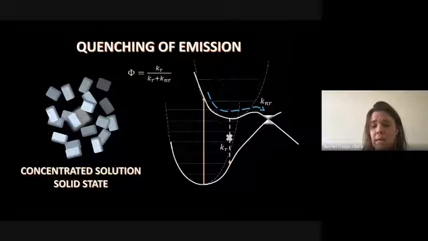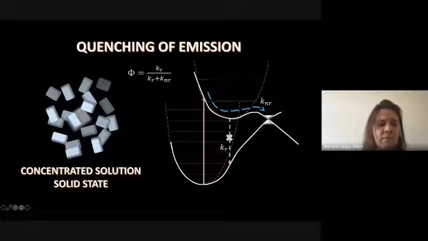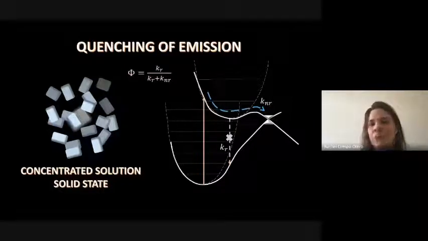Or if we think about another possible pathway, we can also think about the possibility of having overlap between the vibrational nuclear wave functions. Either for one mechanism or the other, it's very common that when you move to the condensed phase, you will have a quenching of the emission. In terms of the quantum yields, that translates to either a decrease in the radiative decay rates or an increase in non-radiative decay rates.